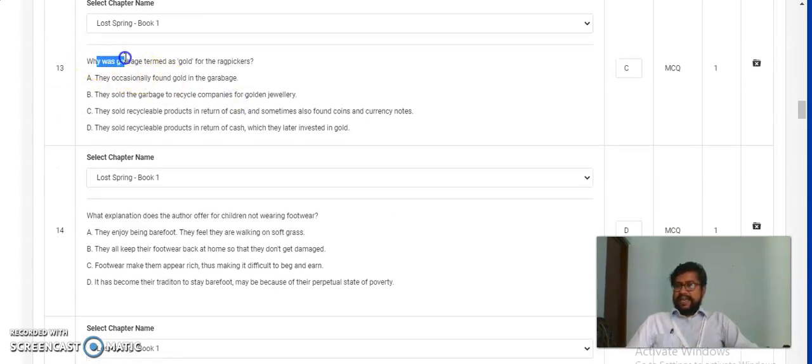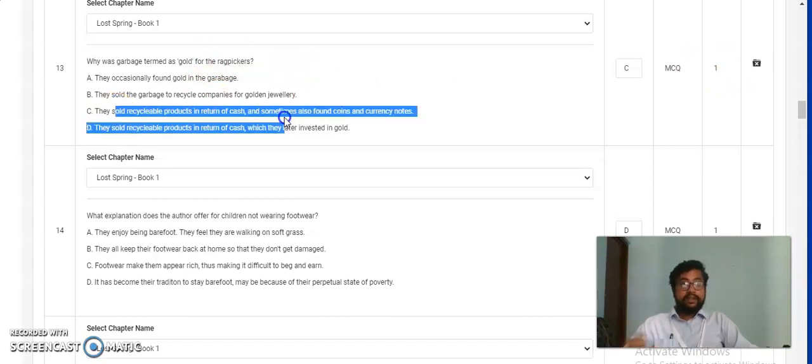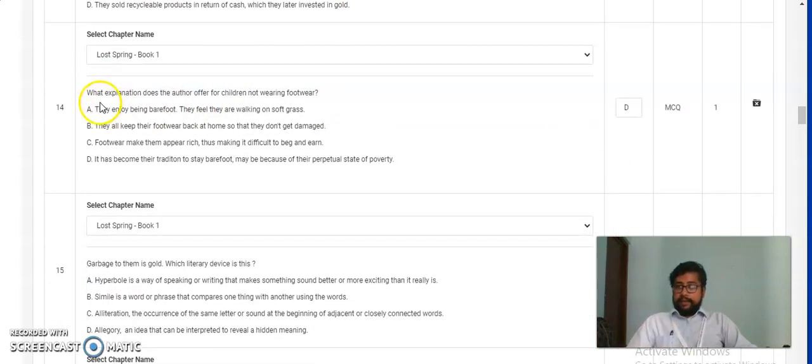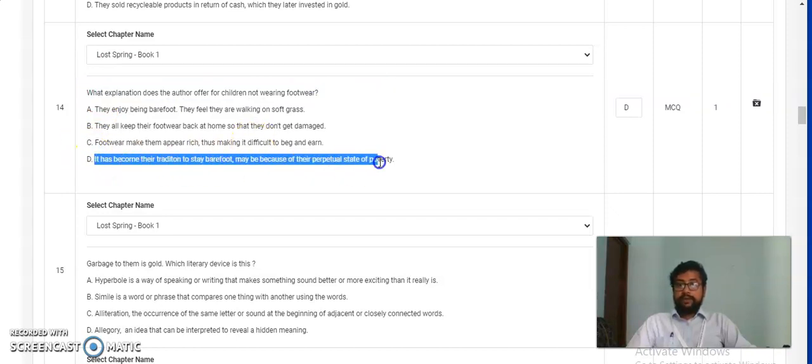Why was garbage termed as gold? Obviously, number C, they sold recyclable products for enough cash. All right, so gold means in this case it is important for them, valuable for them. What explanation does the author offer for children not wearing footwear? Option D, became a tradition to stay barefoot in a perpetual state of poverty. Perpetual means one after another after another. The grandfathers have had the same problem as the fathers and the children. So yeah.